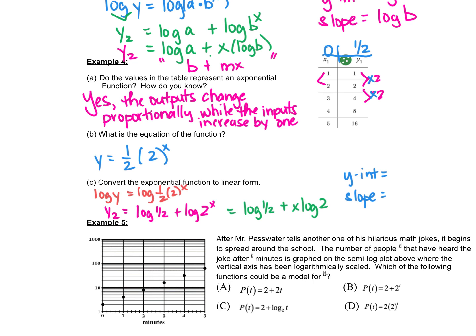Okay. What's my y-intercept going to be? Log 1/2. And what's my slope? It's log 2. Yeah, log 2. Okay, whatever's standing next to x is your slope. And that's it in terms of that linearization part.